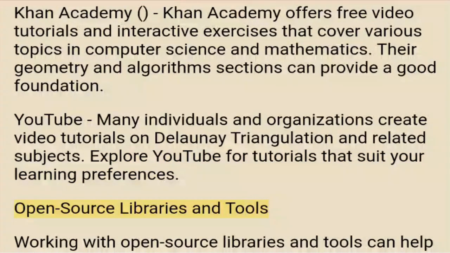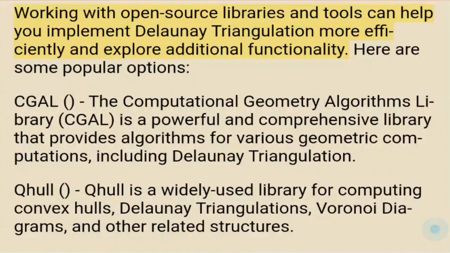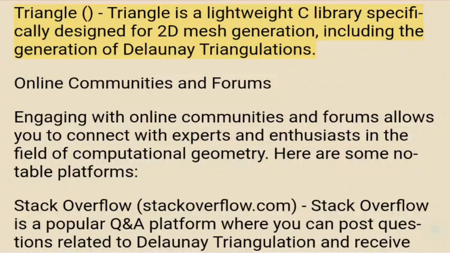Open source libraries and tools. Working with open source libraries and tools can help you implement Delaunay triangulation more efficiently and explore additional functionality. Here are some popular options. CGAL. The Computational Geometry Algorithms Library, CGAL, is a powerful and comprehensive library that provides algorithms for various geometric computations, including Delaunay triangulation. Qhull is a widely used library for computing convex hulls, Delaunay triangulations, Voronoi diagrams, and other related structures. Triangle. Triangle is a lightweight C library specifically designed for 2D mesh generation, including the generation of Delaunay triangulations.